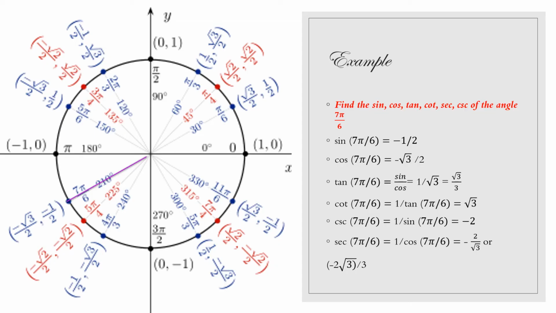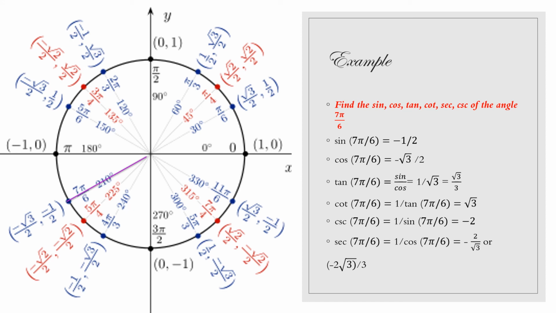Another example is we need to find the 6 functions of 7 pi over 6. So 7 pi over 6 is located here. So the sine is the y coordinate, which is negative half, and the cosine is the x coordinate, which is negative square root 3 over 2.